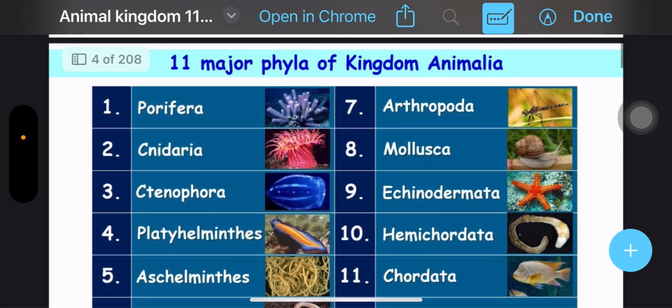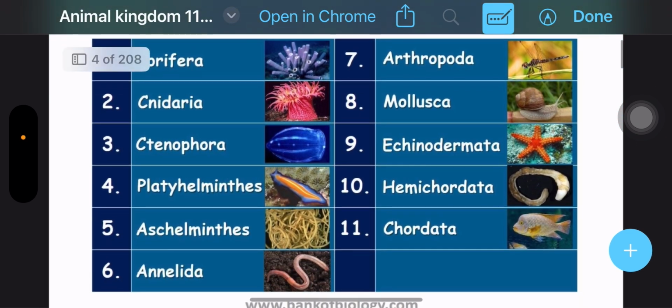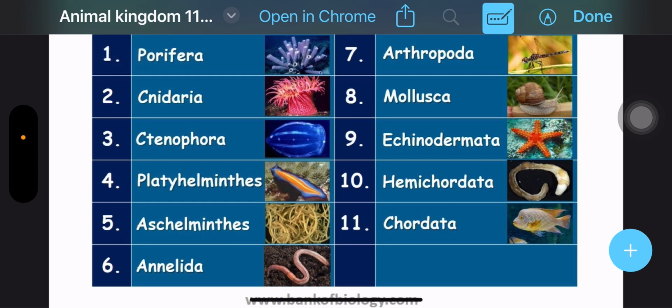Now, what are the major phyla of this kingdom? The first phylum is Porifera, second Cnidaria, third Ctenophora, fourth Platyhelminthes, fifth Aschelminthes, sixth Annelida, seventh Arthropoda, eighth Mollusca, ninth Echinodermata, tenth Hemichordata, and eleventh Chordata. These are all the 11 phyla. Inside them they have different classes, like a hierarchy, no? KPCOFGS, kingdom, phylum, like that.